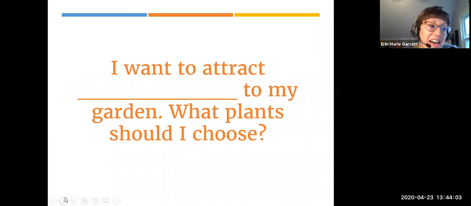All right, so I don't have as much time as I wanted for this section, but we'll try to go through it pretty quick. We're just going to go through some examples. We're going to start with some examples of attracting some different butterflies and moths to our garden. So if you want to attract this butterfly or moth, what should you plant in your garden?